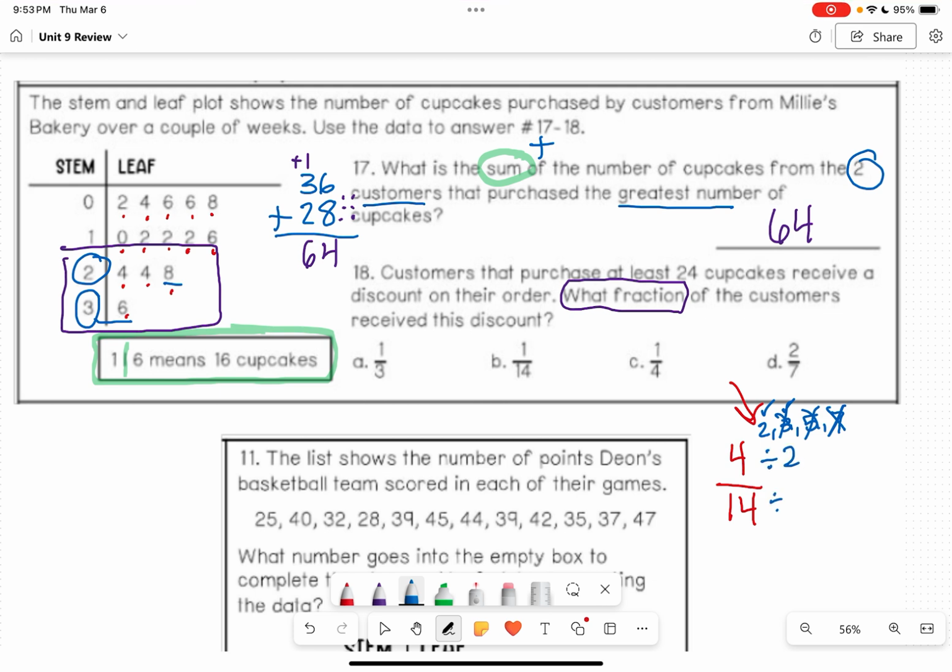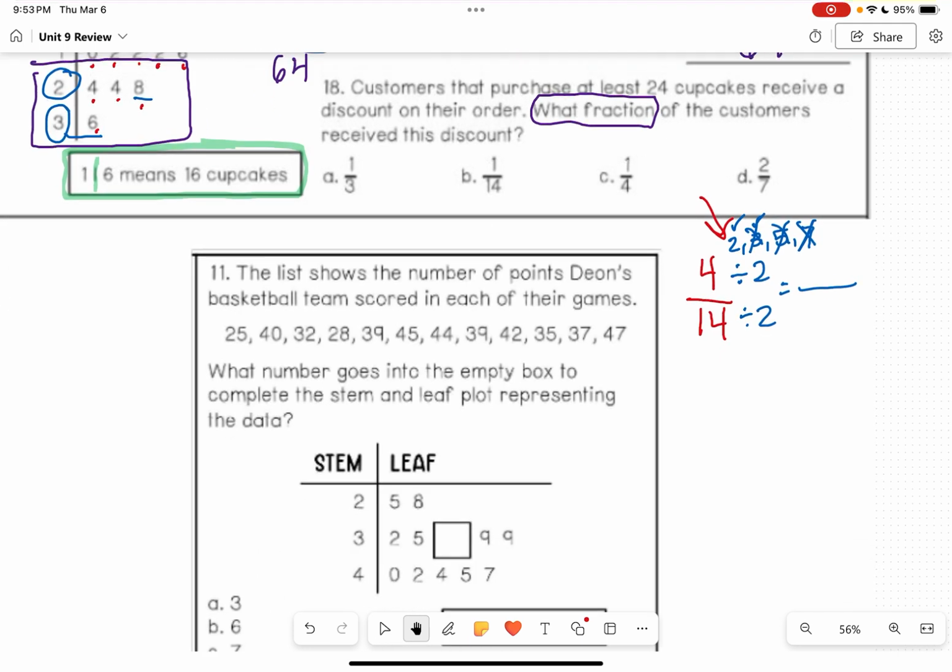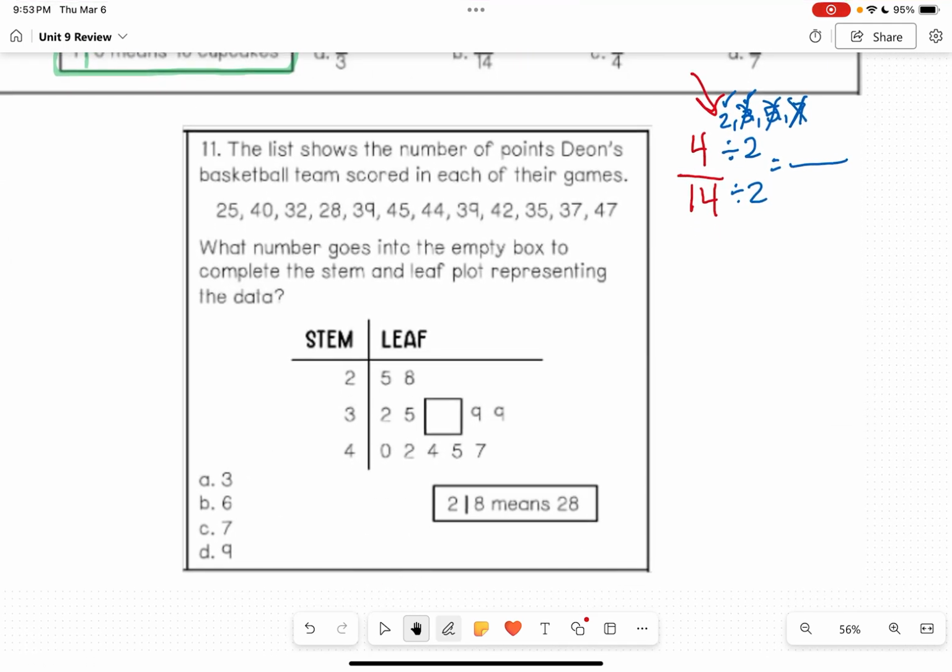So divided by 2. 4 divided by 2, figure out what that is. And 14 divided by 2, figure out what it is. So basically, guys, just cut it in half. Okay, and you should figure out if it's A, B, C, or D for that one. So all I gotta do is finish up my simplification.